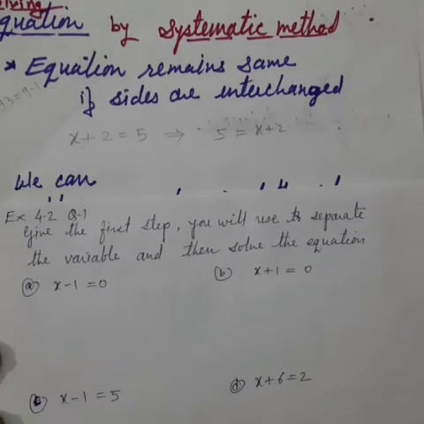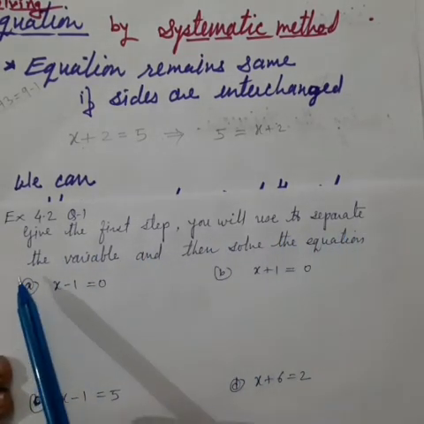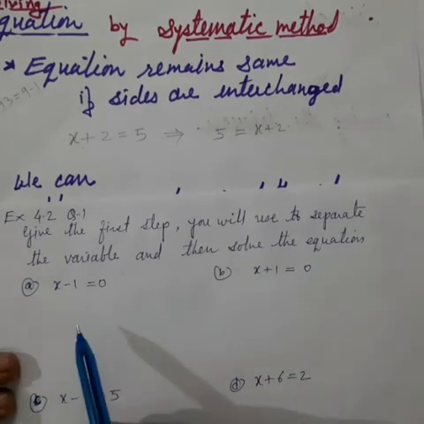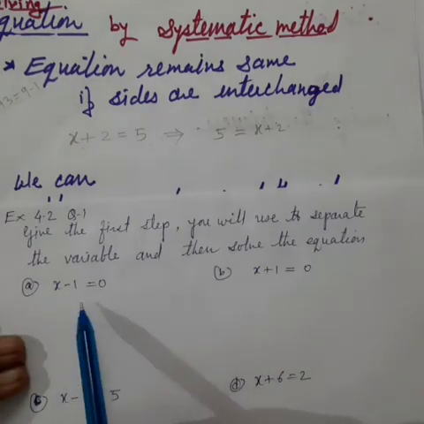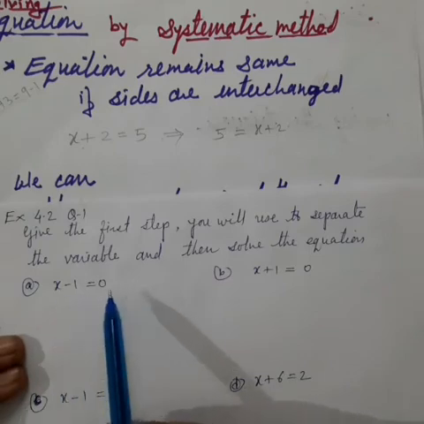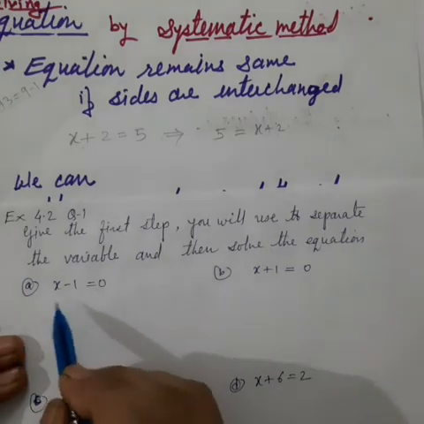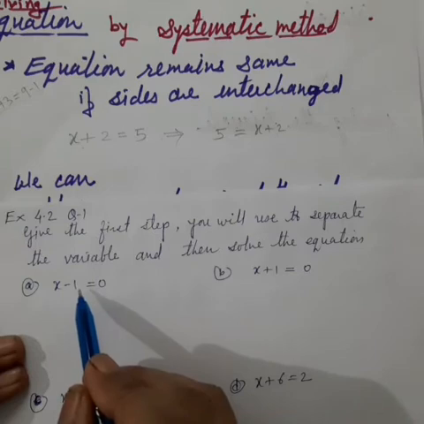Question 1. Give the first step you will use to separate the variable and then solve the equation. Here we have to solve these equations by the systematic method. In this method, one by one the variable is separated from other numbers. Now see here, x minus 1. Minus 1 we don't want. So what we will do, we will add 1 so that minus 1 will be cancelled.